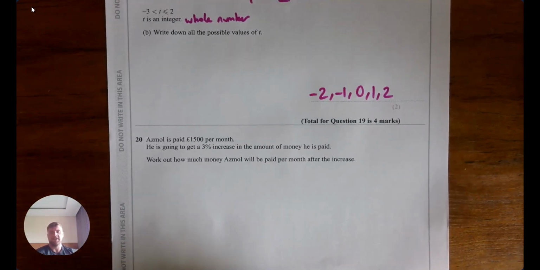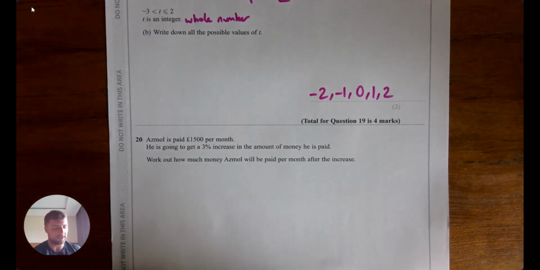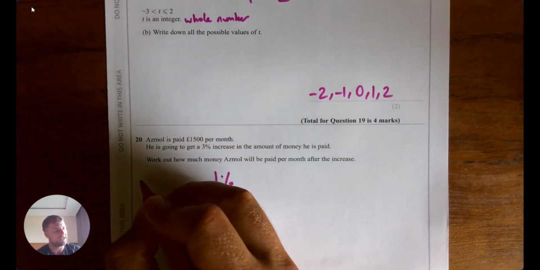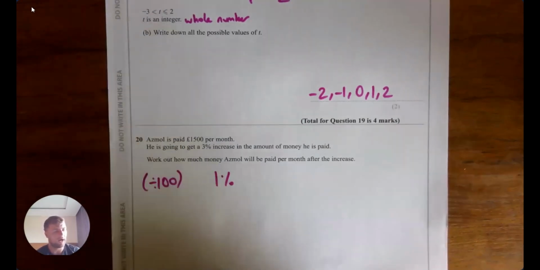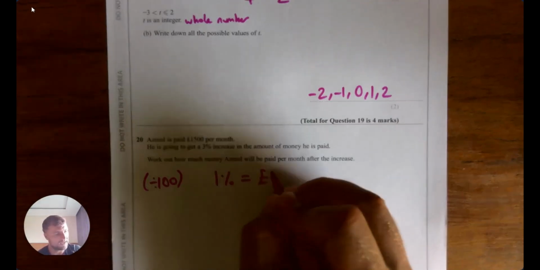Okay, question 20. Asmal is paid £1,500 per month. He is going to get a 3% increase in the amount of money he is paid. Work out how much money Asmal will be paid per month after the increase. So first of all, we need 3% of what he normally earns. We'll get 1% first. And I'll just write a reminder here. To get 1%, you're dividing by 100. So 1,500 divided by 100 is £15.